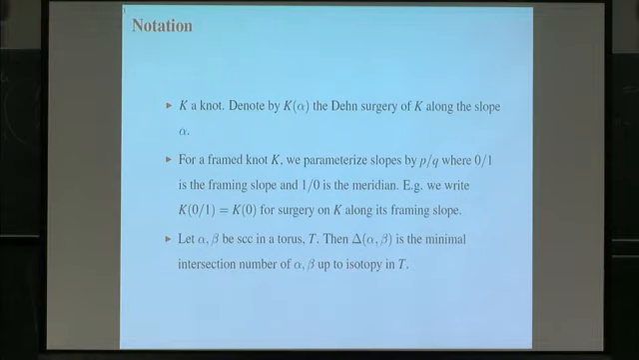And then one more definition, the distance between two slopes. Let α and β be simple closed curves in a torus, in particular the boundary of a knot exterior. Then the distance Δ(α, β) is the intersection number of those two curves on that torus.